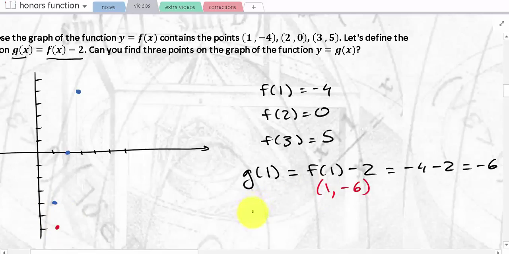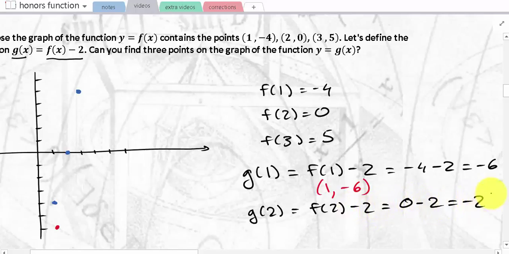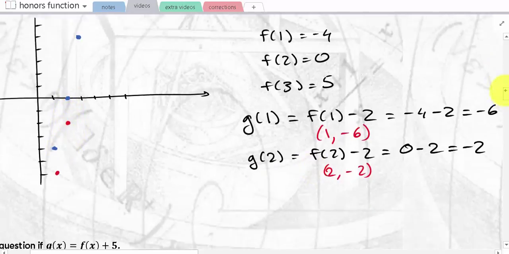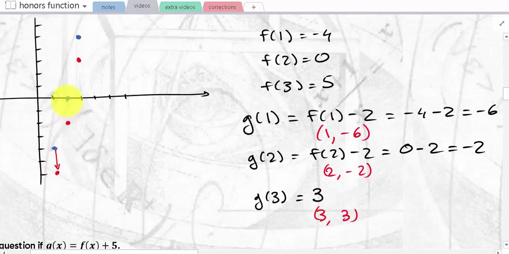Okay, what is g of 2 here? g of 2 is f of 2 minus 2. f of 2 is 0. 0 minus 2 is -2. And so we have the point (2, -2). So (2, -2) right here. And I'll let you verify that the last one would be g of 3. And g of 3 would be 5 minus 2, 3. And so the point right here would be (3, 3). So (3, 3) right here. And so in this case, what happens is the points went down 2 units.